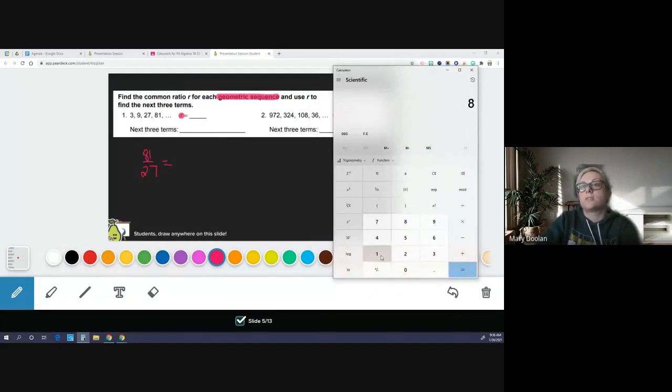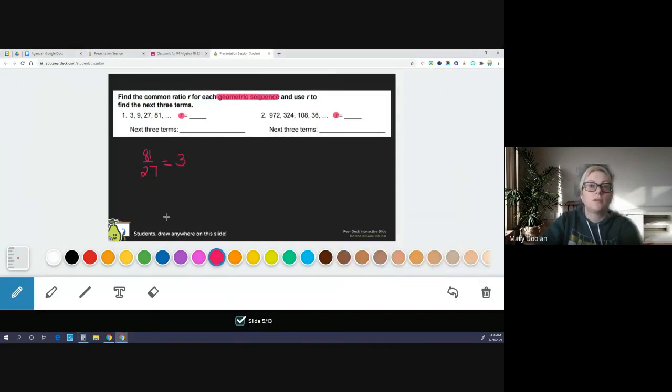And so if I just use this, 81 divided by 27, we get 3, okay? So it's 3. Now, it tells me these are geometric sequences, so it doesn't matter which two numbers I pick. I could pick 9 and 3, okay? As long as they're consecutive, okay, and I'm dividing the one in front by the one before it, every time we're going to get 3. So my common ratio is 3. So all you have to do to get the next three terms is multiply by 3.